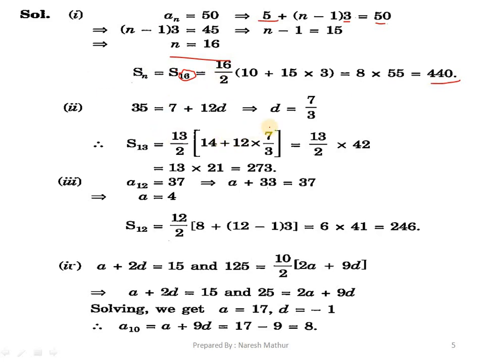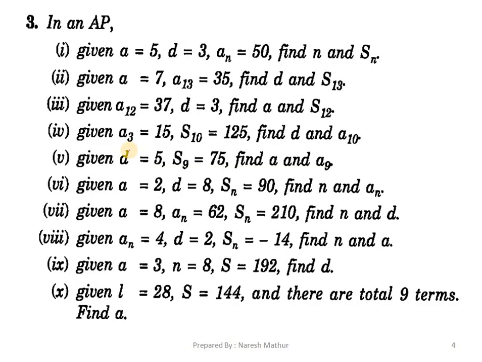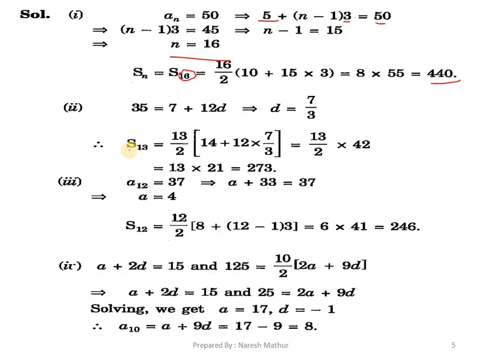In the next one we were given a equals to 7 and a13. A13 means the 13th term is given as 35. We need to find d and S13. Alright, let's see.